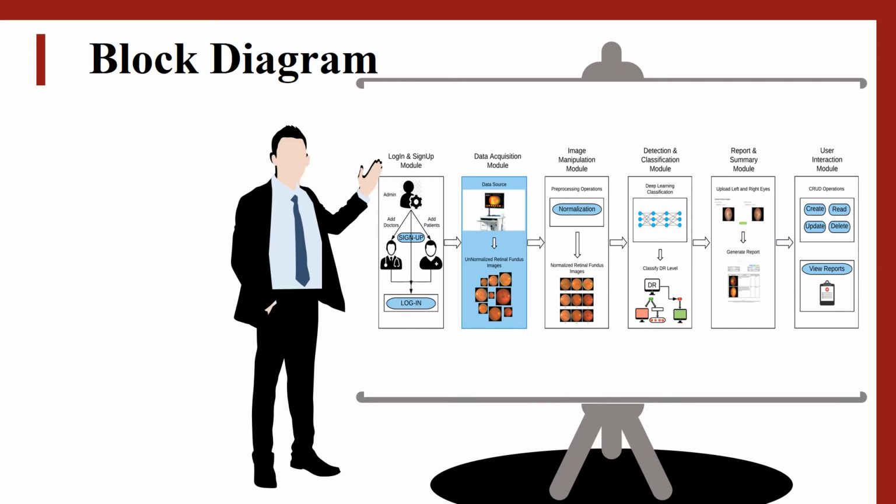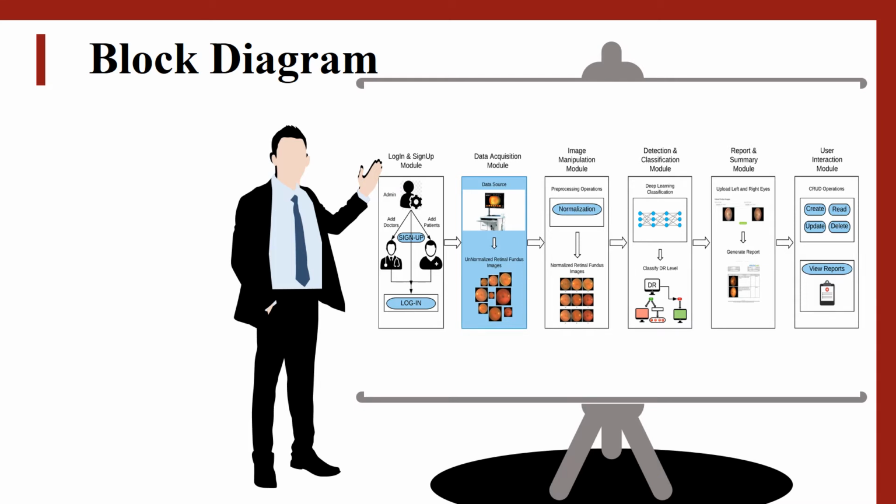According to our system overview, in our block diagram we divided our system into 6 modules. First, the login and sign up module, where each user logs into his own portal. Then the data acquisition module, by taking images from each source and uploading them into our system. Then the data manipulation module, where we normalize the images. Then the detection and classification module, where we use our classification model to classify the patient stage. Then the report and summary module, where the system generates a detailed report after uploading both left and right eye images. At last, the user interaction module, which contains all user functions such as viewing reports, and create, read, update or delete.